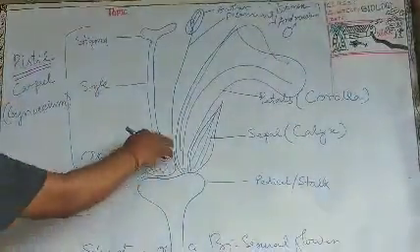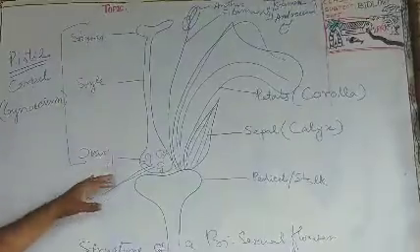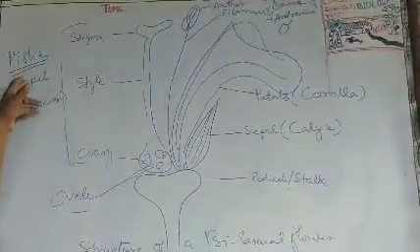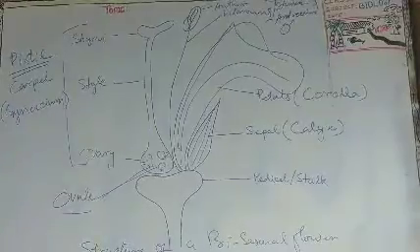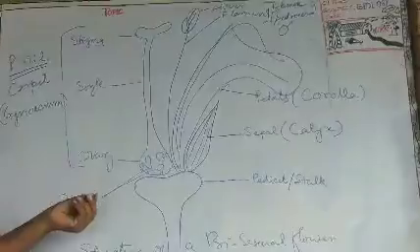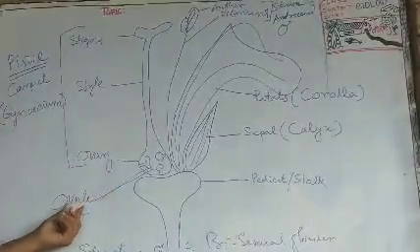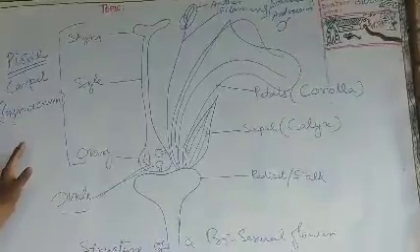Then comes the innermost whorl. The innermost whorl is made up of stigma, style, ovary, and they make the carpel or pistil, and the whorl of carpel or pistil is gynoecium, right? Inside the ovary you can see granule-like structures present, and these are called ovules, right? So this is all about the structure of a flower, right?